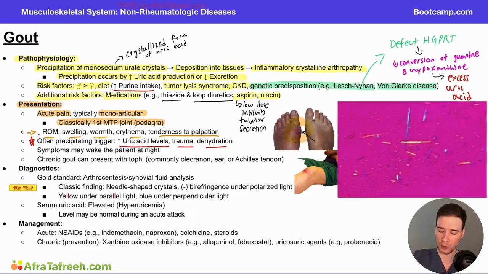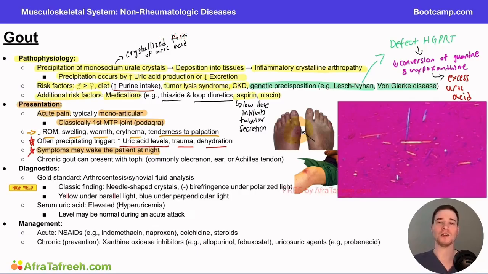Now, another key point I want you to remember here is that symptoms may wake the patient at night. So this is fairly unusual. Of course, a lot of things can wake a patient at night, but in a board style question, the classic one that they're going to ask about here, it's not as classically osteoarthritis. It's not as classically rheumatoid. It's very often a gouty attack, right?